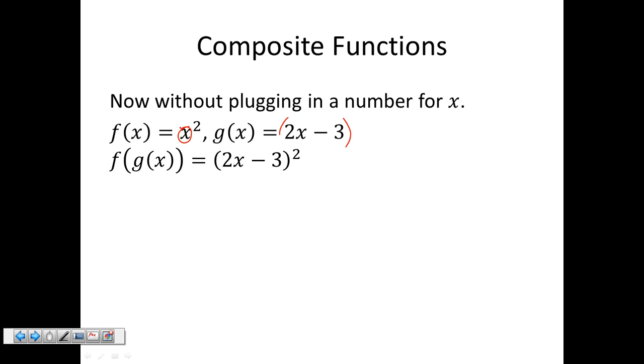Now, what could I do from this point on? Well, I could go ahead and I could FOIL it. I would get 4x squared minus 12x plus 9.